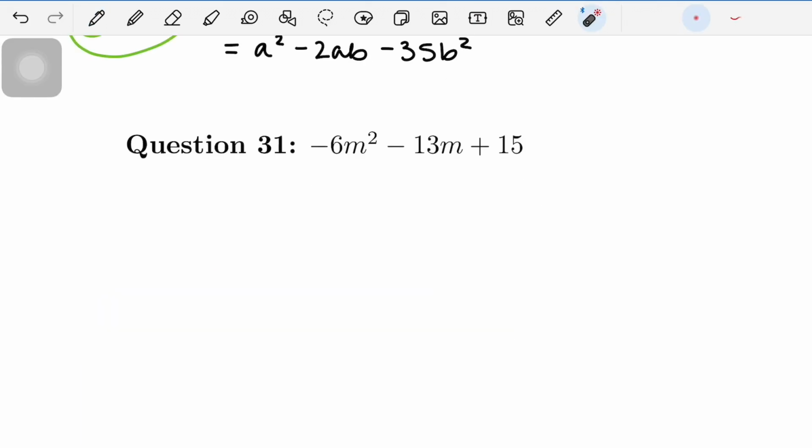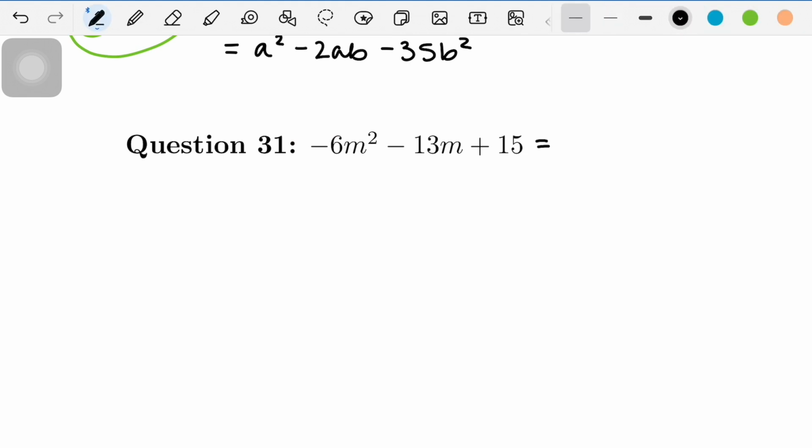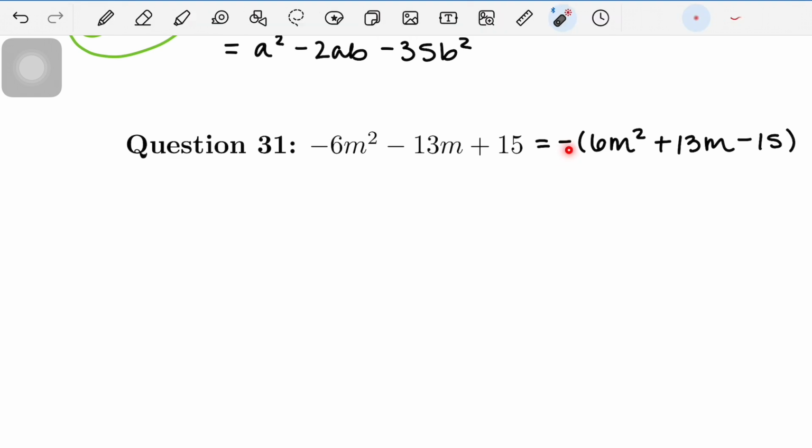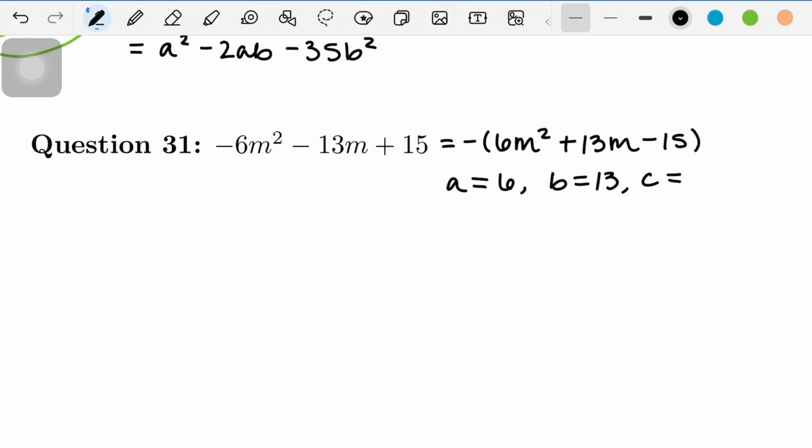All right, so for this next example, the first thing I'm going to do is pull out a negative sign. The reason being is because this first term here has a minus coefficient and it's just easier to work with. You don't necessarily have to make this your first step. It'll just make our lives a little bit easier. So doing so, I'm going to be left with this trinomial here. Just pulling out this minus sign changes the sign of our other terms. So next, I'm going to identify the coefficients of each term. The coefficient of our squared term is 6, our m term is going to be 13, and our last term, c, is going to be minus 15.